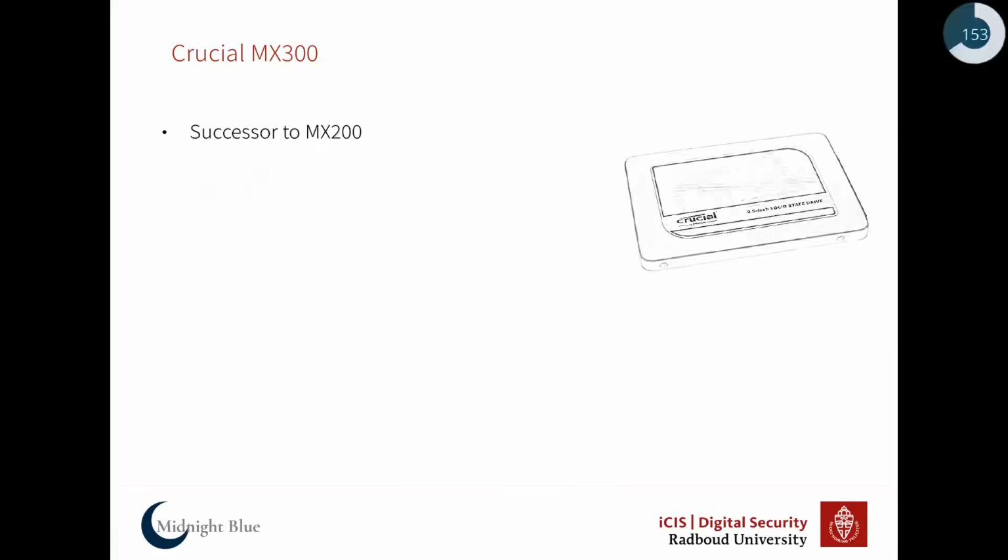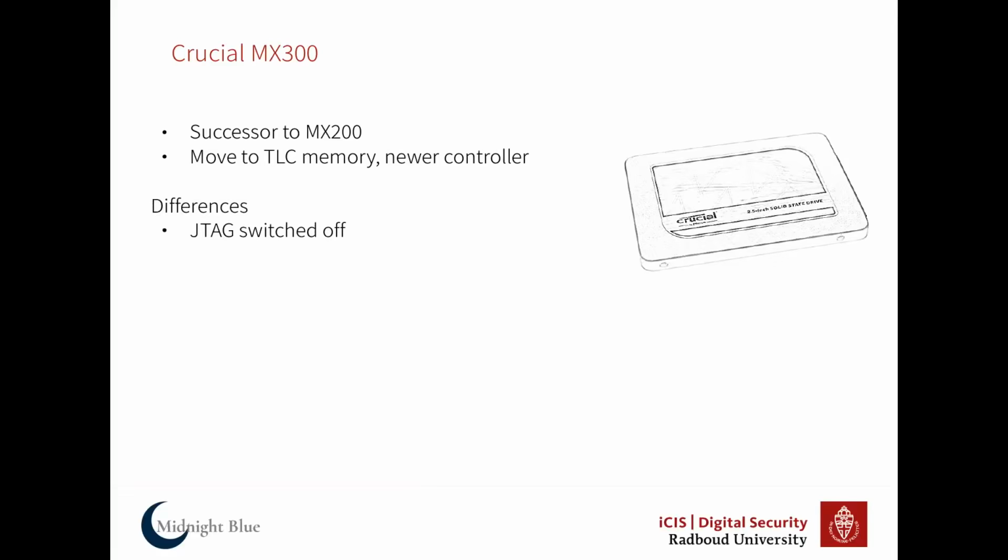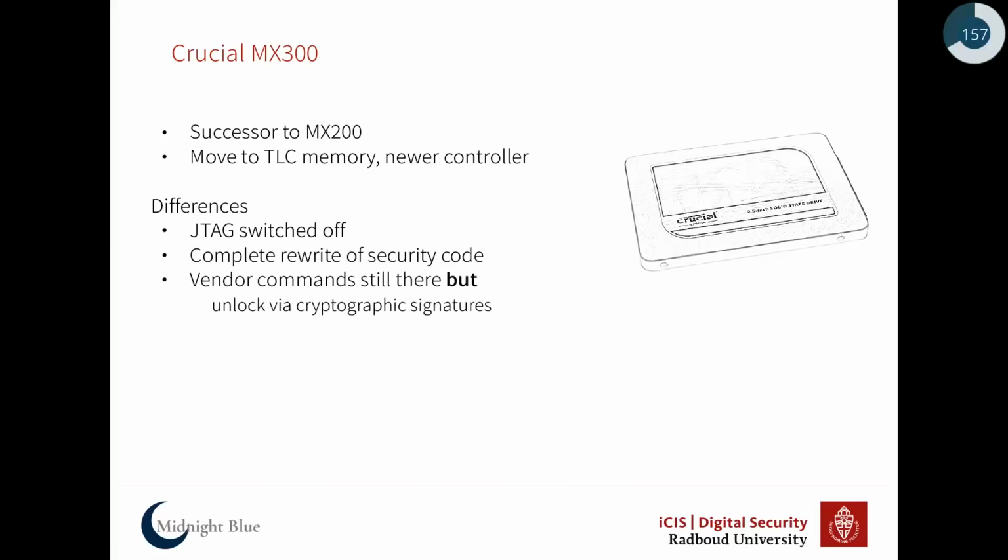So yeah, great. The MX300, though, they really upped their game. They moved to a different kind of memory, which is not really relevant in security, but I thought I'd tell you anyway. New controller, and they turned off the JTAG. And they also completely rewrote the security code. Oh yeah, by the way, the vendor commands are still in there, but you can't use this magic unlock command anymore.